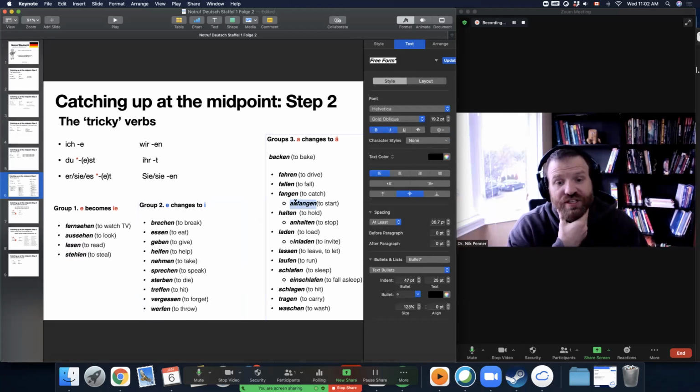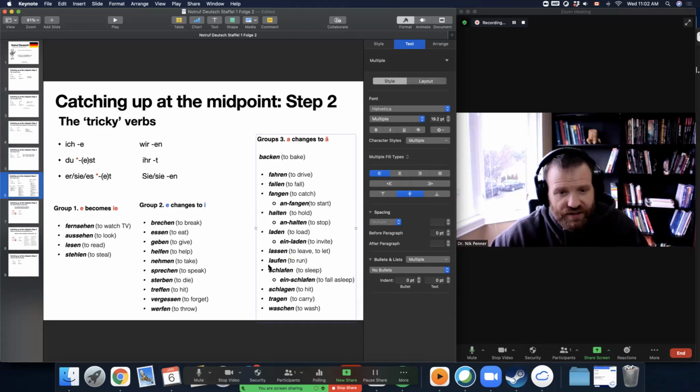So with separable prefixes, the separable prefix still detaches. Ich fange an, du fängst an. So that is still there. Anfangen, anhalten. Ich halte an, du hältst an. Ich lade ein, einladen. Du lädst ein. And so on. Ich schlafe ein, I fall asleep. Du schläfst ein. And so on.